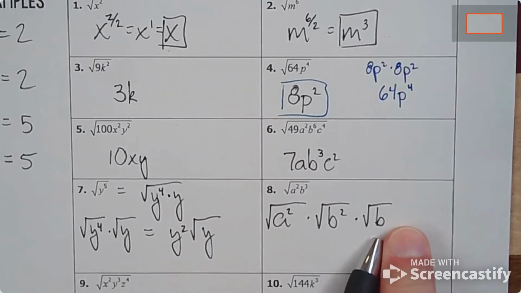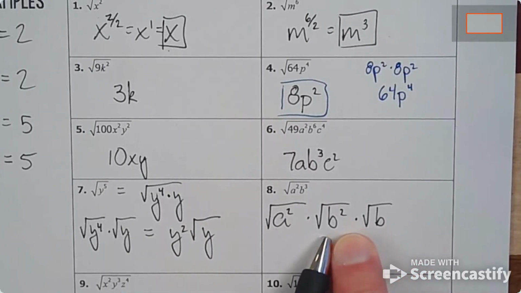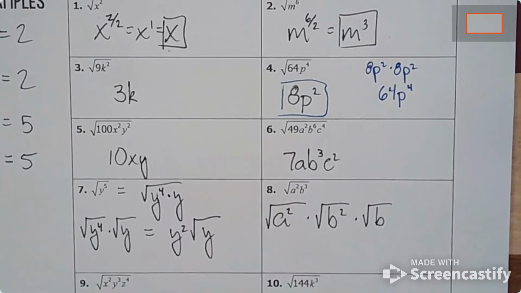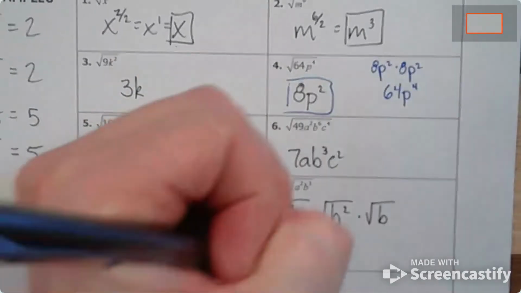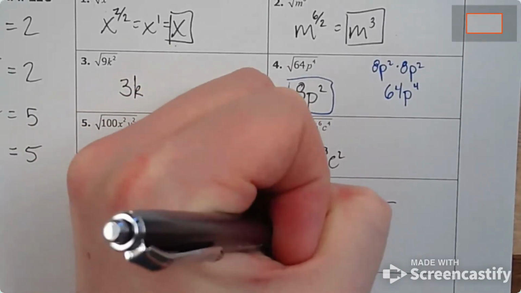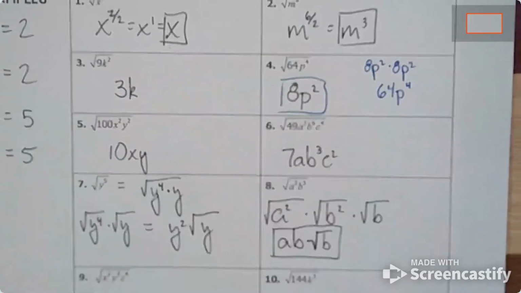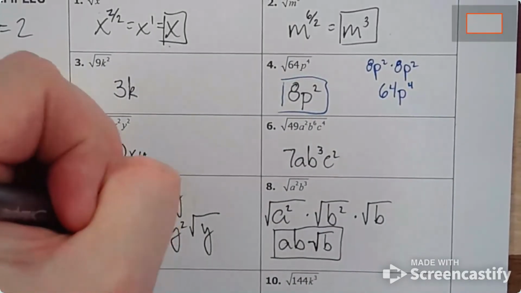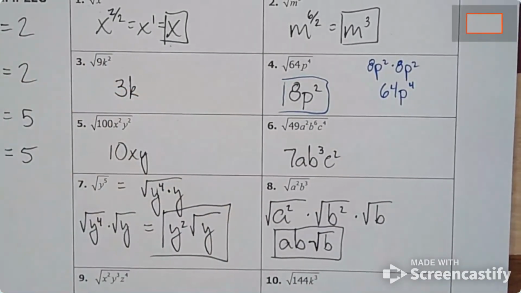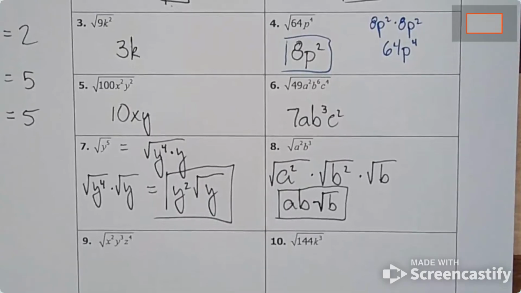Like this will always just be the variable by itself, because this one will always be divisible by 2 when you break it apart. So a squared square roots to a, b squared square roots to b, and we still have the square root of b after that. So we get ab root b. Yeah.